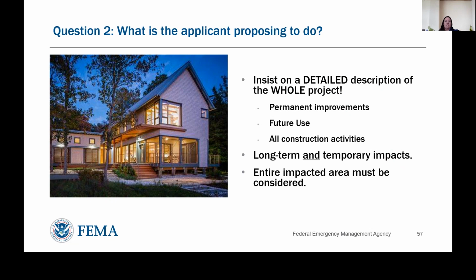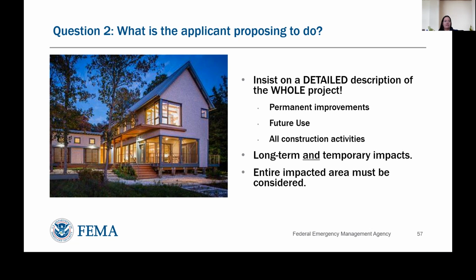The second question that a habitat assessment should answer is, what is the applicant proposing to do? And what really needs to be in this section is a detailed description of the whole project. I've looked at a number of habitat assessments that communities have sent me to look over for support of them meeting these requirements. And a real common problem is a missing description of all the things that are going to happen. I mean, there's the obvious things like the permanent improvements, right?